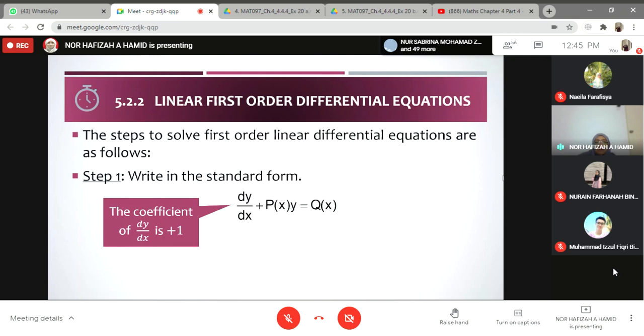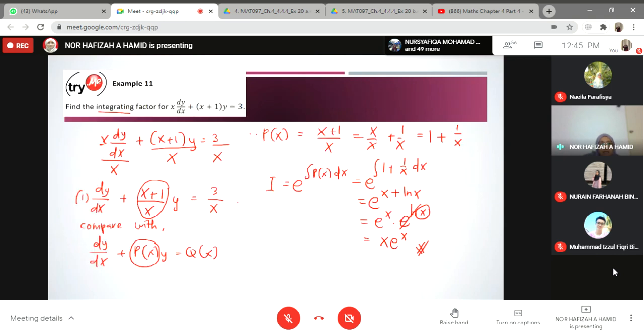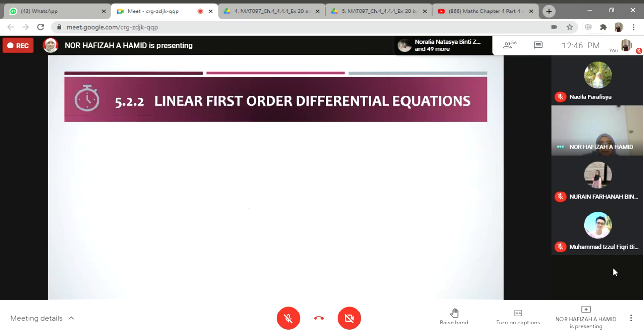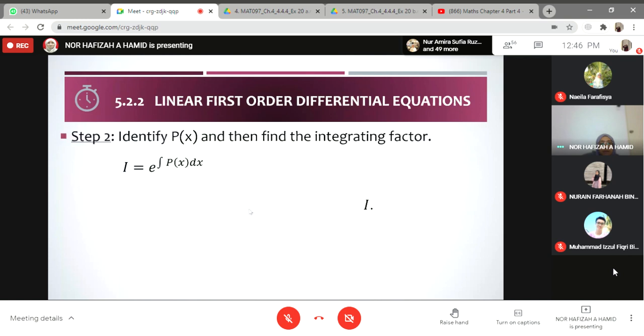Okay, so coefficient of dy over dx is 1. So step 1 ni sama tadi lah. So you must write down in terms of standard form. Next, step 2. Okay, identify px. Tadi pun kita dah, saya tunjuk tadi, identify px and then find the integrating factor. Okay, so ini formula for integrating factor.